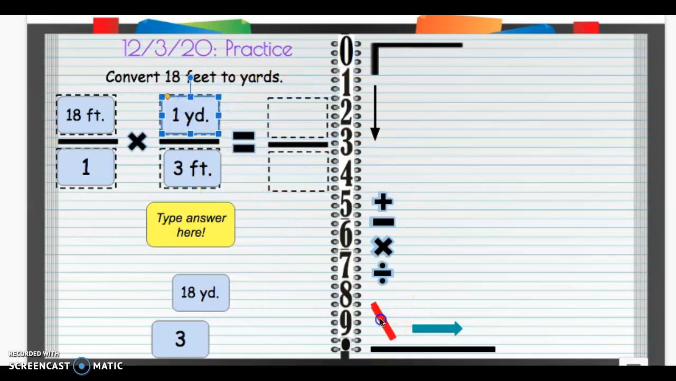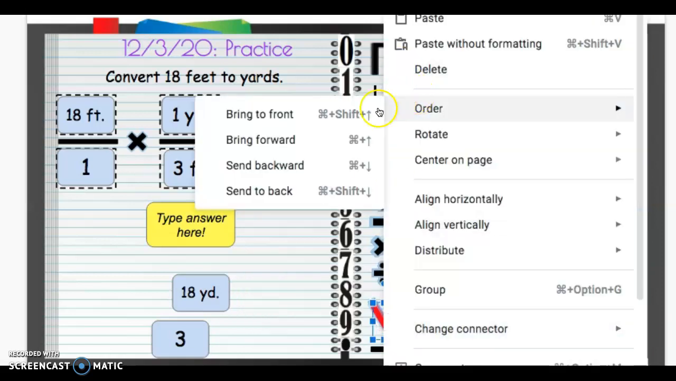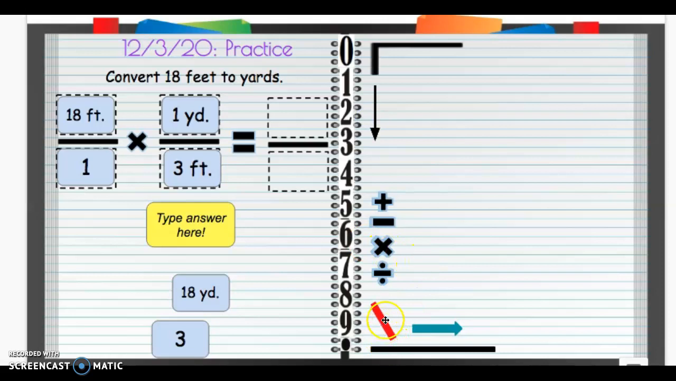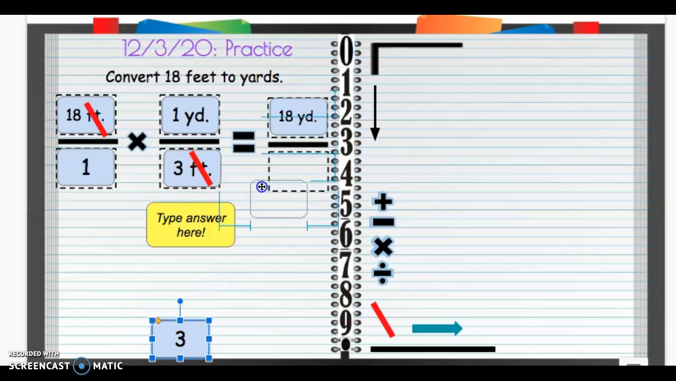Okay, so let's bring this to the front. So this feet will cancel out this feet because it's converting it into yards. So yards is the only thing left. So now I have to do 18 times 1. Well, that's 18. So I have 18 yards. 1 times 3 is 3.